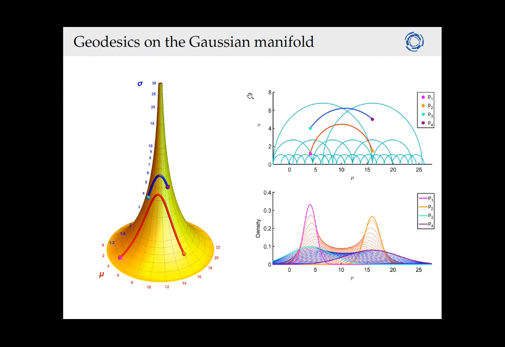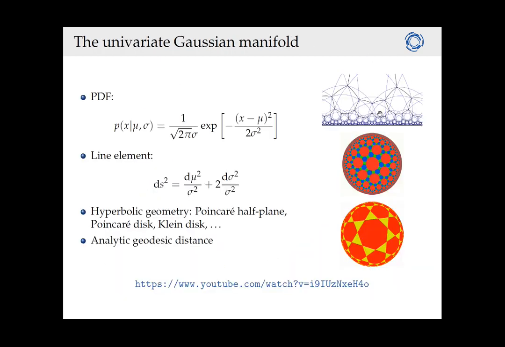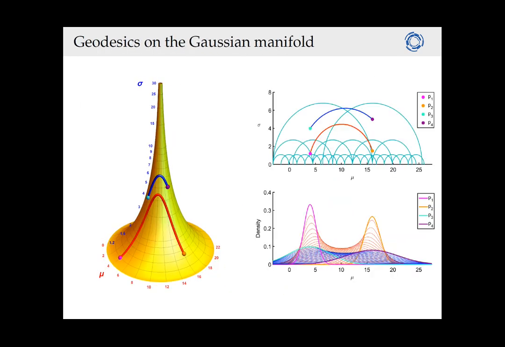This is another visualization, again the same distributions on the pseudosphere, and now I'm going to compare with the model that I showed you also here, the hyperbolic Poincaré half plane. So these are the same distributions. The points which you see here are the same distributions as the points that I've depicted here. Now the interesting thing is that, for instance, this point and this point have the same mean of 4, but a different standard deviation. And similarly here, same mean, but a different standard deviation.